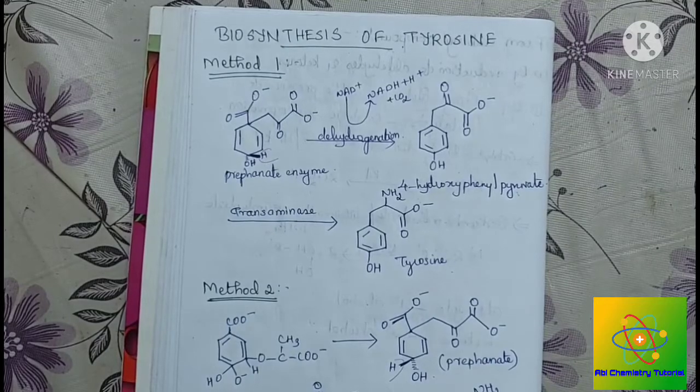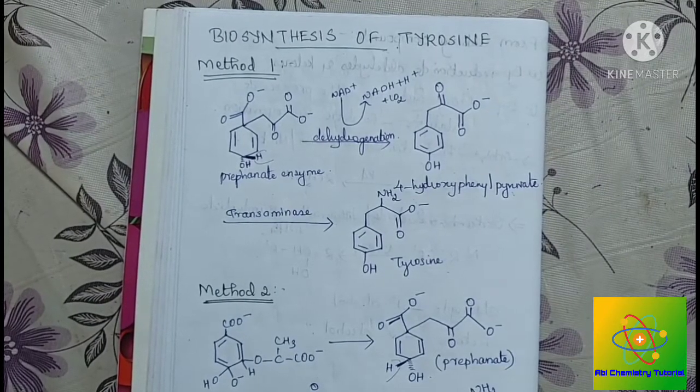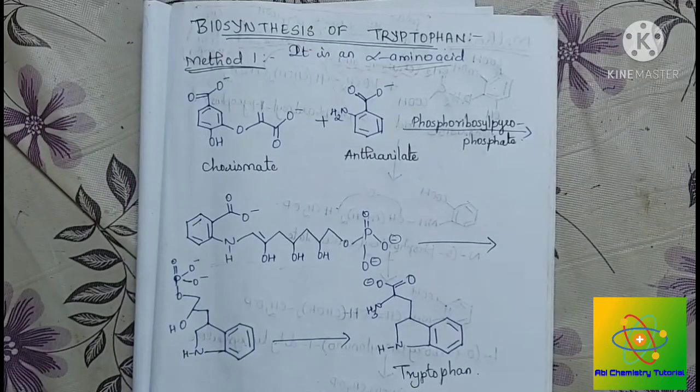So in simple terms, the biosynthesis of tyrosine involved the prephenate enzyme, and the biosynthesis of tryptophan involved chorismate or chorismic acid. Both of them are biological compounds, and from these the tyrosine and tryptophan are obtained, and that's why we say it is the biosynthesis of tyrosine and tryptophan.